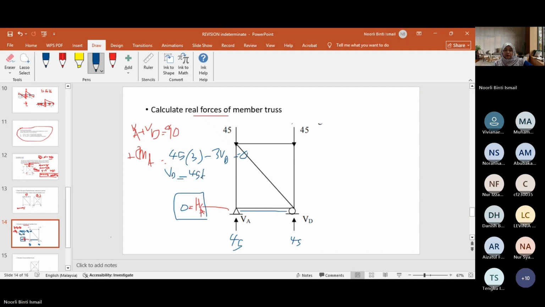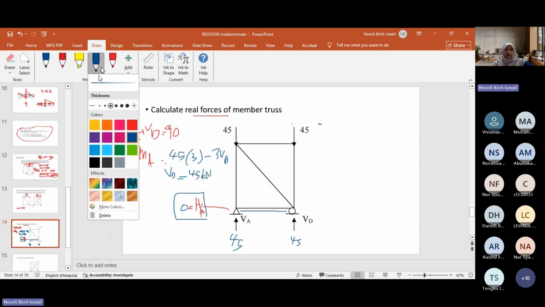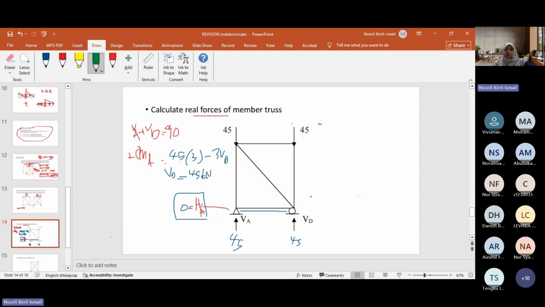Below Newton. Always make it the habit, write the unit lah. Okay, now we can find the member forces of truss. So which joint you want to start? The rule is choose at least 2 unknown member forces. So if you want to start at D, you will have 3 unknown.